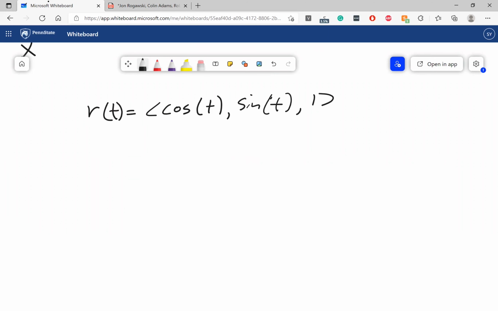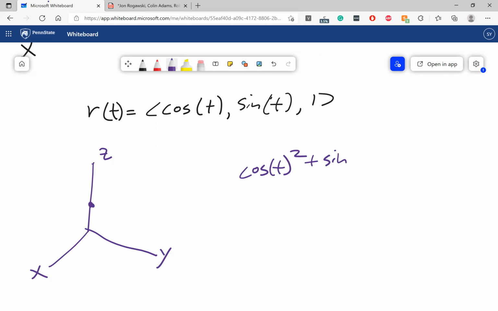So in your z dimension, you're just going up by 1. So that's pretty straightforward. Here's your x, here's your y, and here is your z. And in your z direction, you just go up by 1. So you're here. The question is now that you're up in the z direction, what's happening in the x, y direction? So we know that cosine of t squared plus sine of t squared is equal to 1.